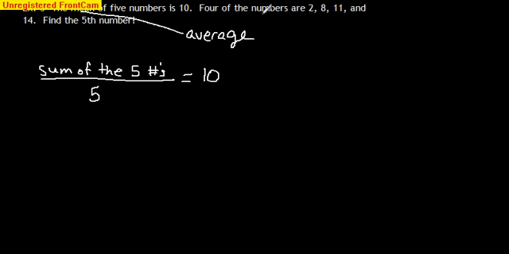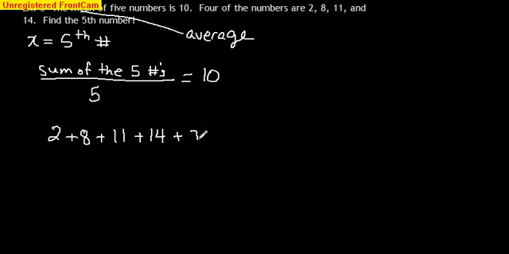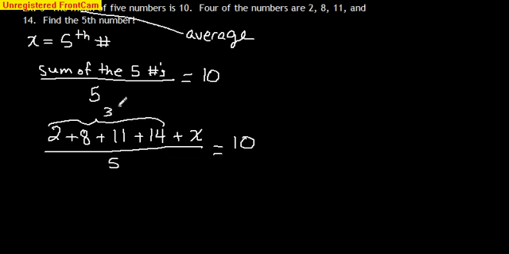We have 4 of the numbers. We don't know the 5th number, so we're going to let x equal the 5th number. So we're going to add our numbers up. We have a 2 plus an 8 plus an 11 plus a 14. Our 5th number we don't know, so we'll call it x. All divided by 5 is going to give us an average of 10. Now we just have to do a little bit of algebra. If we add all these numbers up right here, we get 35. So we get 35 plus x over 5 equals 10.